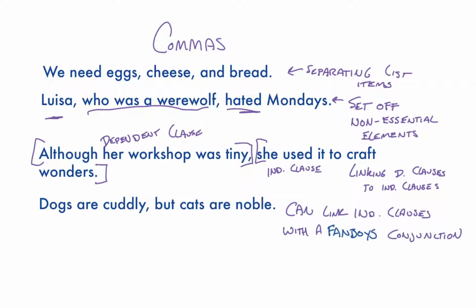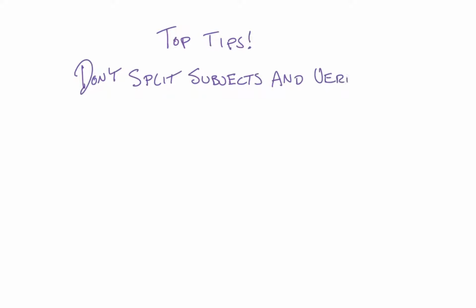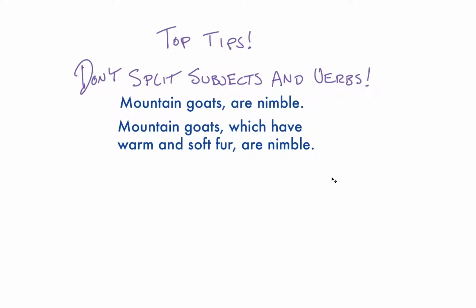Now, when it comes to punctuation questions, we have a few top tips. My first top tip is don't split subjects and verbs. Unless you're using it to set off a non-essential phrase, a punctuation mark shouldn't come between a subject and its verb. So mountain goats, are nimble is no good, but mountain goats, which have warm and soft fur, are nimble, is good, right? You can see that I'm using these paired commas to set off that non-essential element about mountain goats having warm and soft fur.